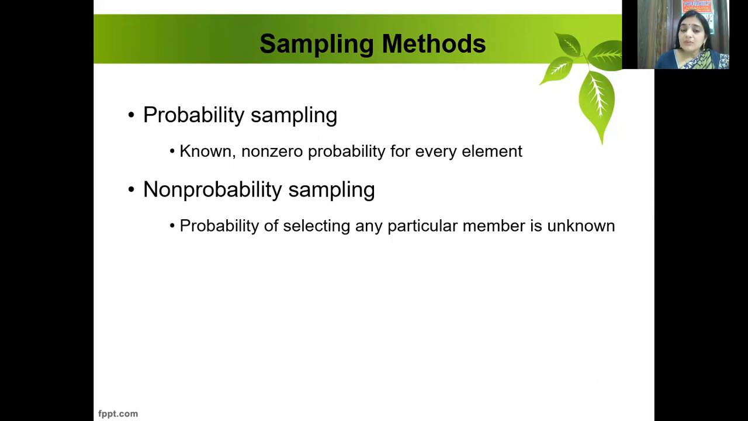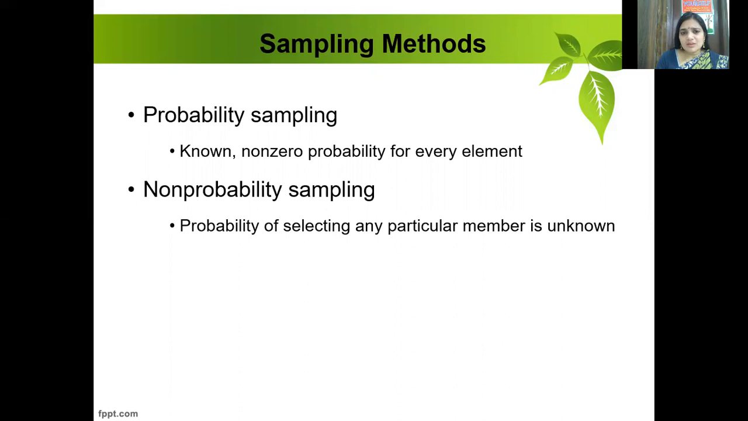But when we choose them deliberately, we choose one sample over the other just because of our convenience, or maybe some judgment we apply, in that case we are using what we call non-probability sampling. The probability of selecting any particular member is unknown, because when you put some judgment while deciding the sample, it is going to be non-probability sampling.